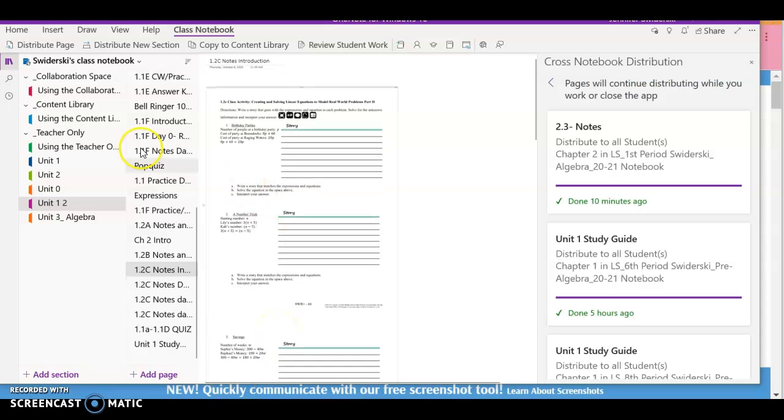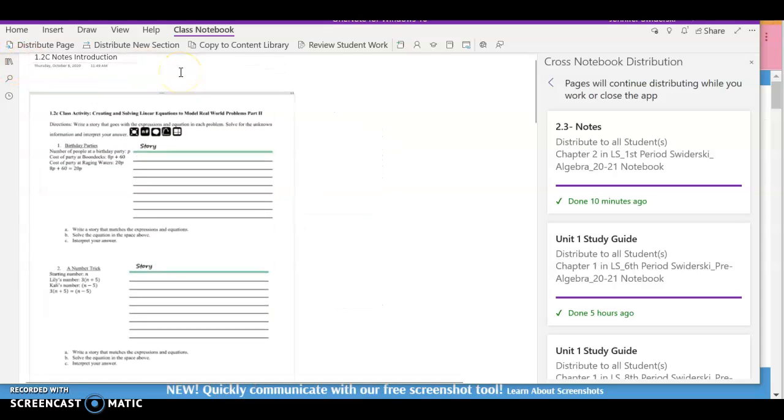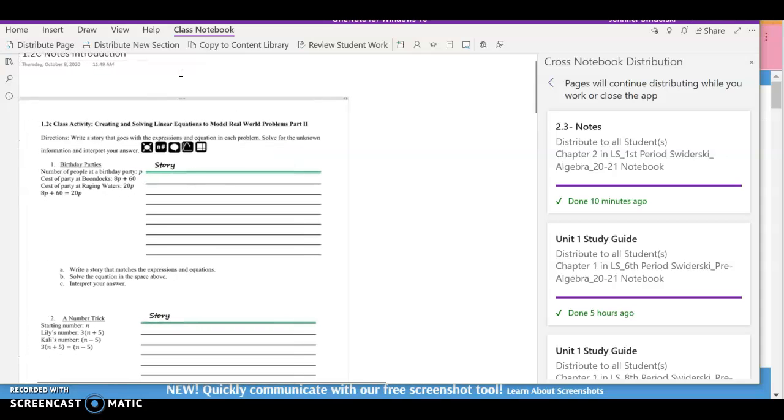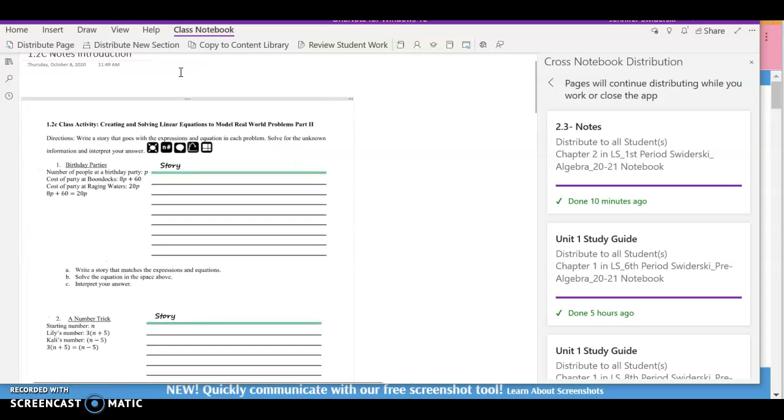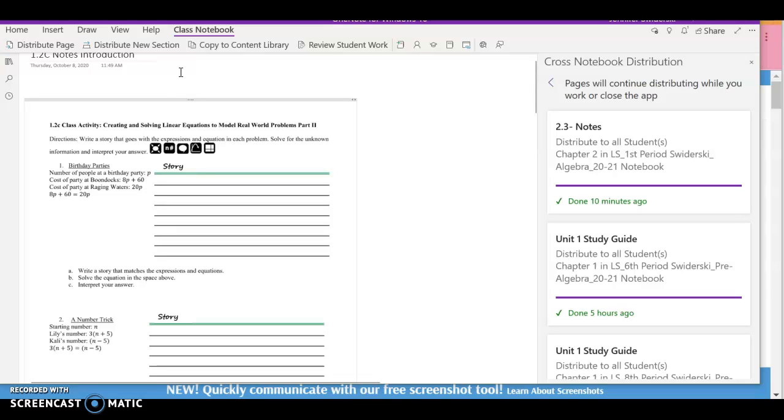All right, guys, so 1.2c is all about writing equations with variables on both sides of our equation to model real-world situations and scenarios. So just like we talked about last week, your main ideas here are going to be to read, highlight, come up with your expressions, set them equal to each other in an equation, and solve.